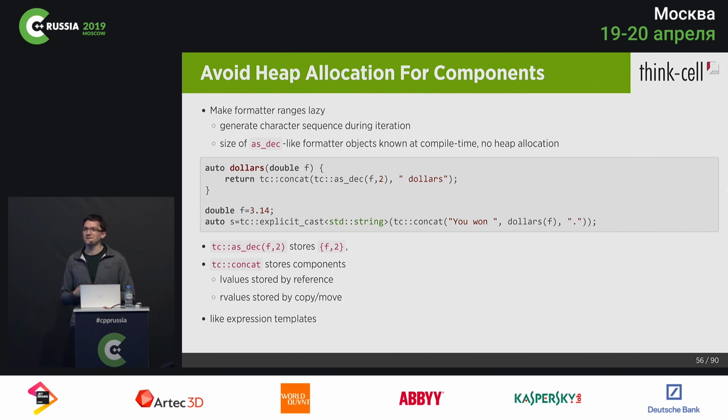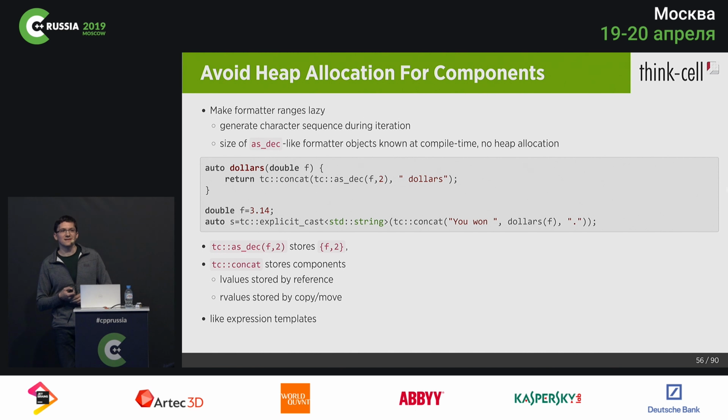But if we go to the example where we have our custom formatter that returns dollars, what would that return? First of all, you run TCS stack. And TCS stack will give you something that stores the input parameter, and it will store the number of decimal digits in this case too. And then you're using concat, and concat will internally store the component arguments.